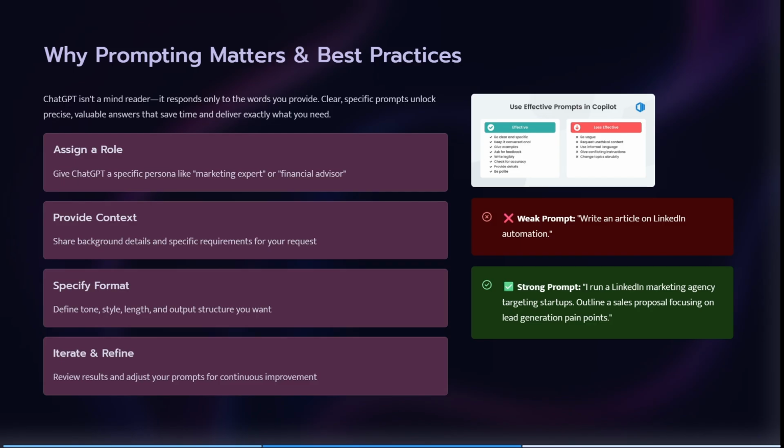On the right hand side, you can see two prompts. One is a very strong prompt and one is a very weak prompt. You can see the weak prompt is very short and it doesn't really have much information. It just says write an article on LinkedIn automation. It has no specifics. The next prompt is much better. It's got some background information and it's got some focus points.